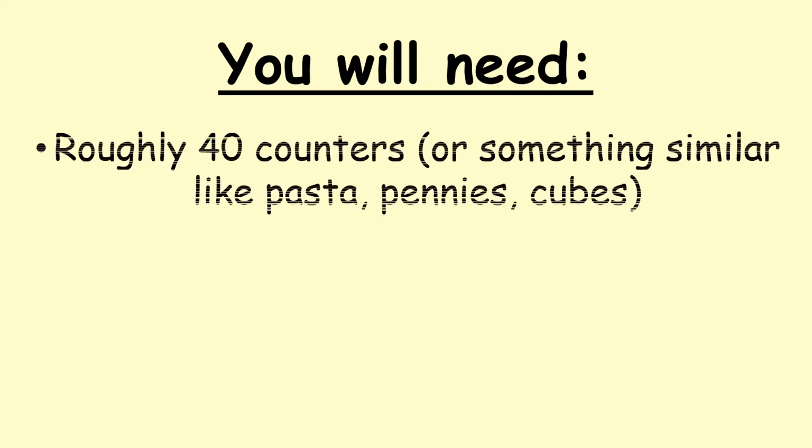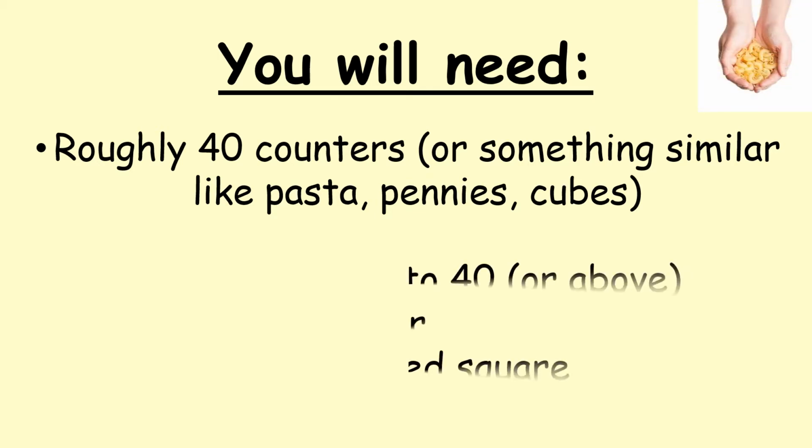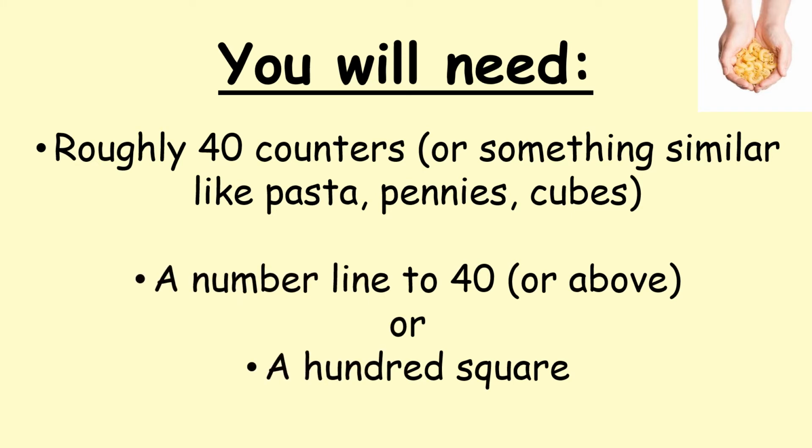Okay guys, so there's some things that you will need if you can get them. If you can't get them, don't worry, because you can watch as well, obviously. But if you do have them, it'll be really helpful. So let's have a look what you need. If you could get 40 counters or something similar, like pasta, pennies or cubes, that would be great. That'd be really helpful if you also have a number line or 100 square as well.